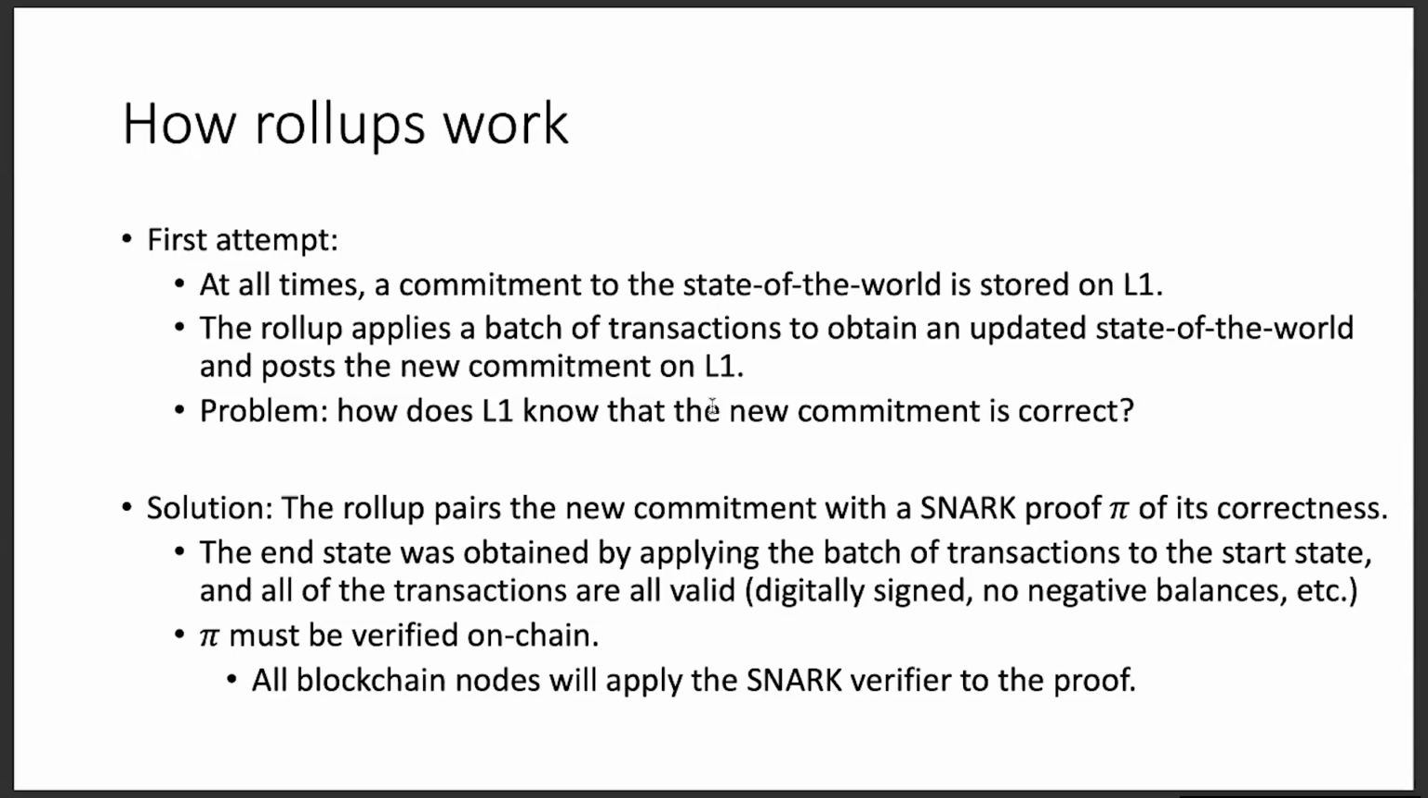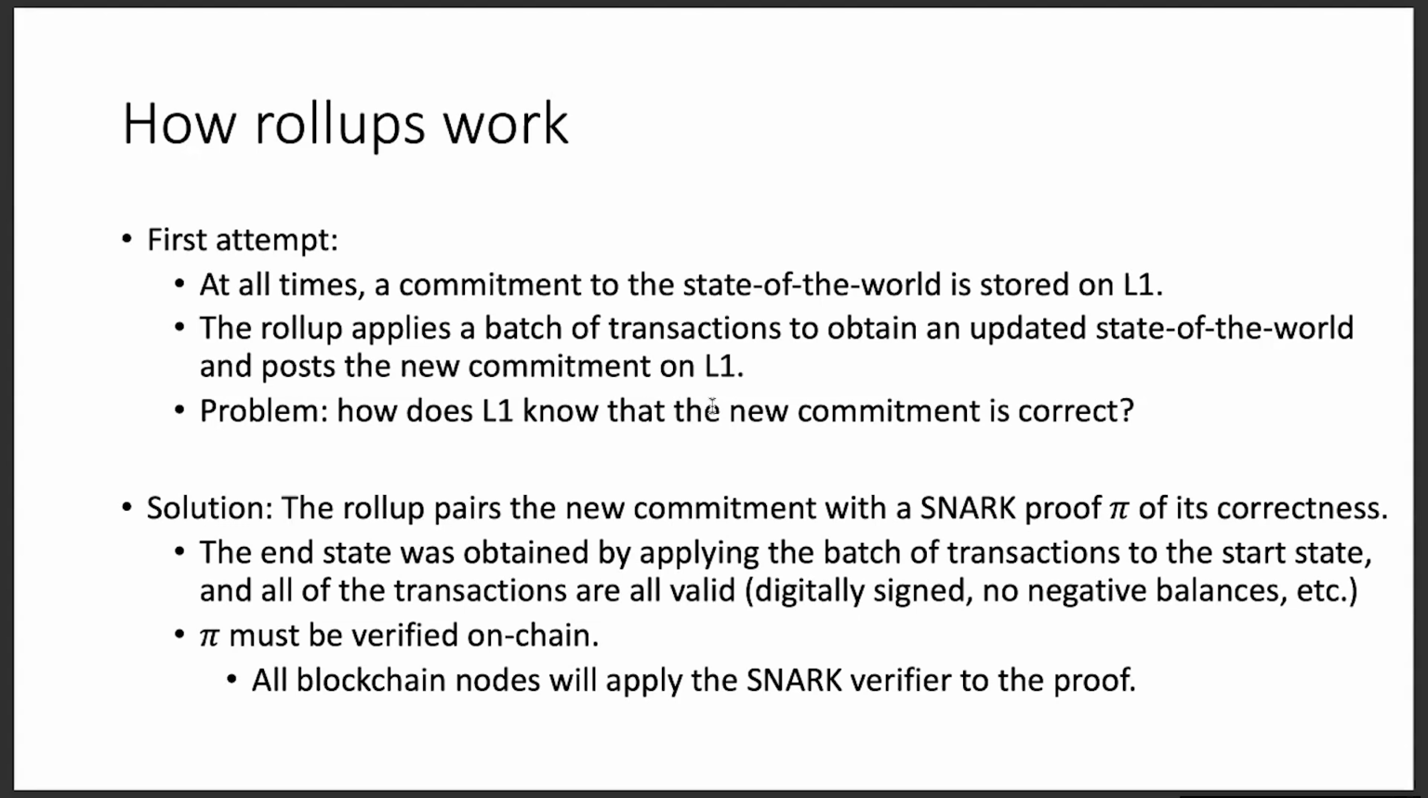Okay, and the problem with that is we don't want to just trust that the rollup service does all that computation correctly. So we don't want to just trust that the rollup correctly applied all of the transactions to the old state of the world and then correctly computed a commitment to the new state of the world. So the rollups will pair the new commitment with a SNARK proof that the new commitment is correct.